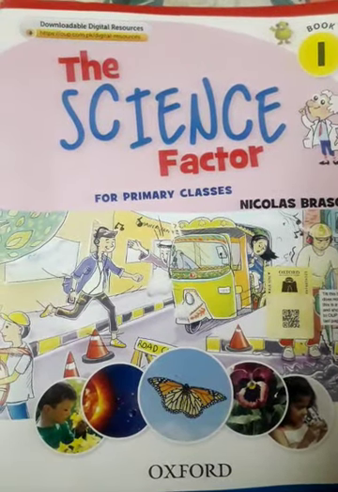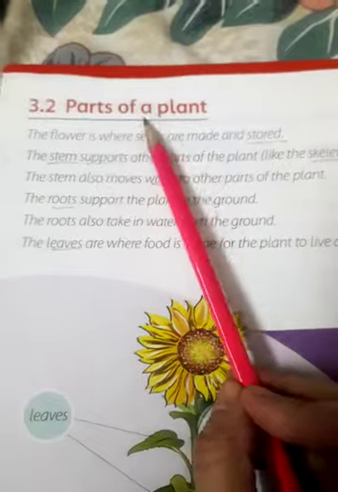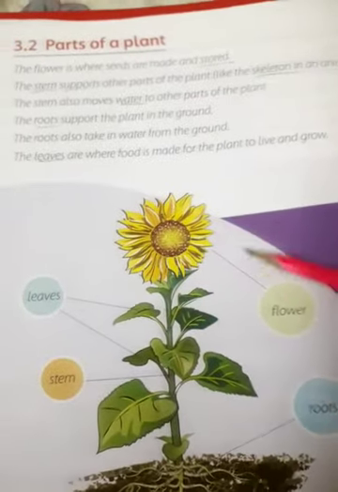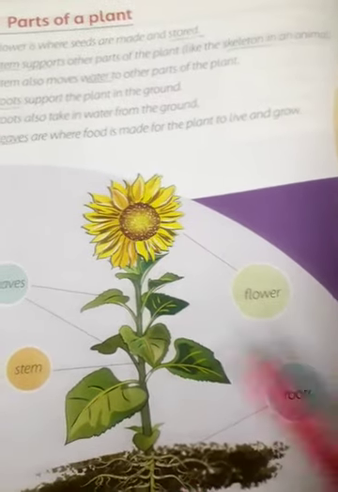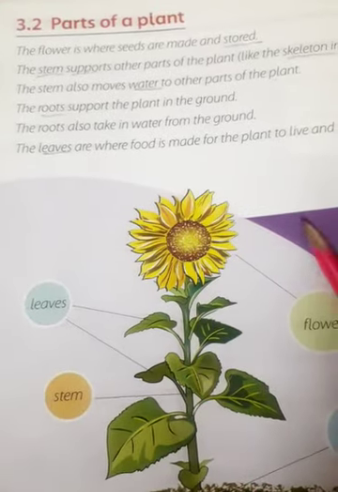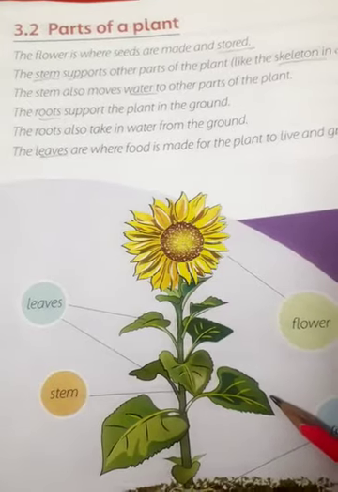Grade 1, take out your The Science Factor book and open your page number 24. Today our topic is parts of a plant. A plant is made up of many different parts. The main parts of a plant are flowers, roots, stem and leaves. Each part has a set of jobs to do to keep the plant healthy.